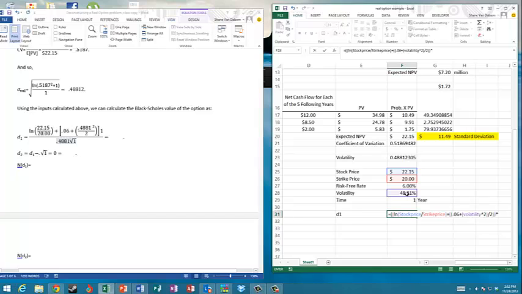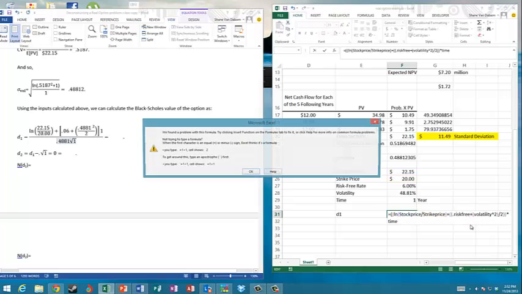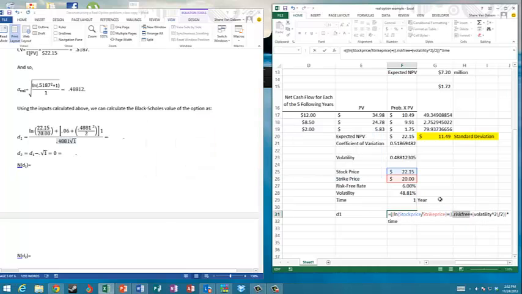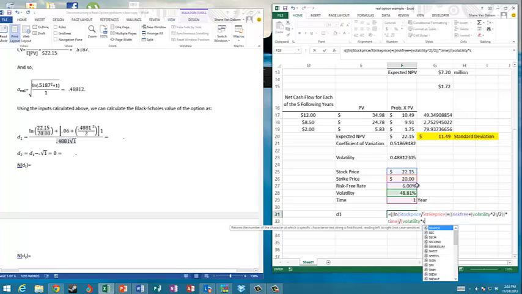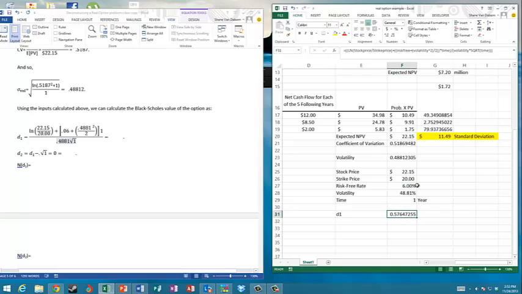Multiply that by time. And so that's our numerator. Our denominator then would be the volatility multiplied by the square root of time. And we get D1 is equal to 0.5764.